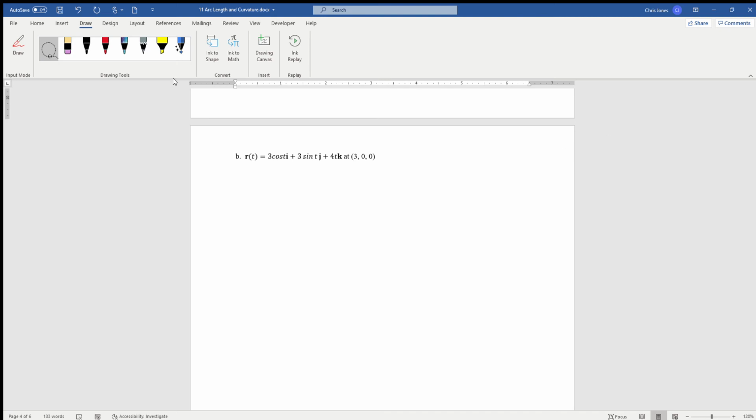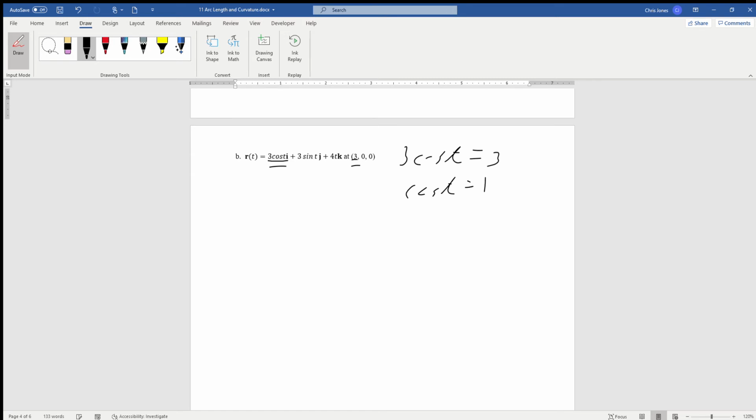One final example of being able to find the curvature: we have a vector-valued function 3 cos t i, 3 sin t j, 4t k at the point (3, 0, 0). So what we want to do first is solve for t. Remember the trick is we just set the coefficient of i equal to the first coordinate. So 3 cos t is equal to 3, or in other words, cos t is equal to 1.